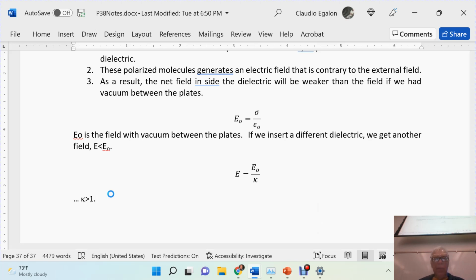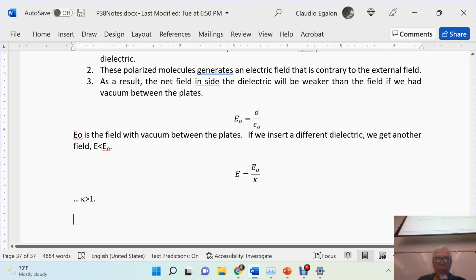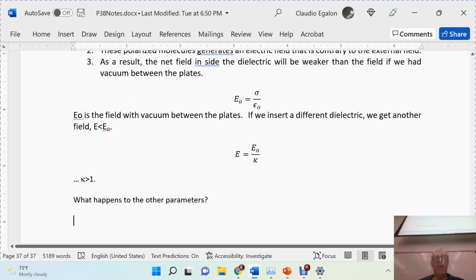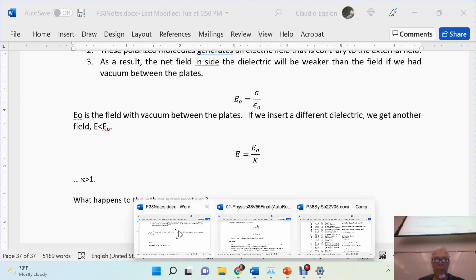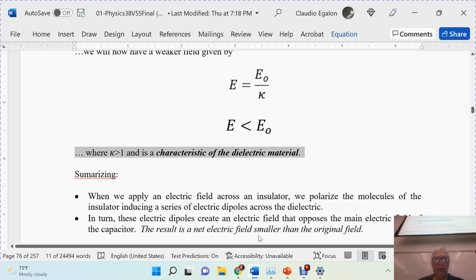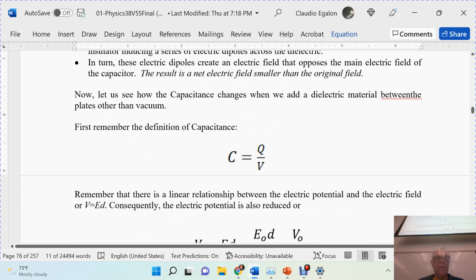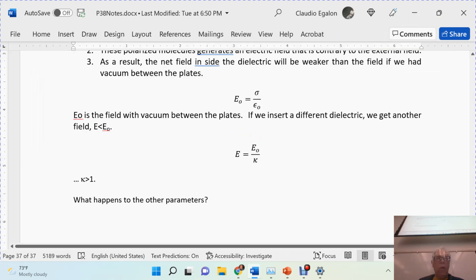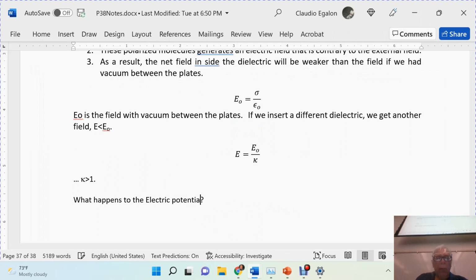Okay. What happens to the other parameters? Let's see what happens to the other parameters. We're still talking about the parallel plate capacitor. That's the easiest one to study. Okay. So here you go. What happens to the electric potential? Because it's a uniform electric field, what happens here? Electric potential. Okay. Because the field will still be uniform, okay?